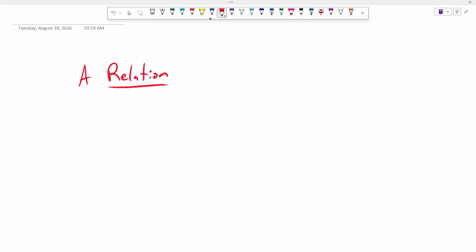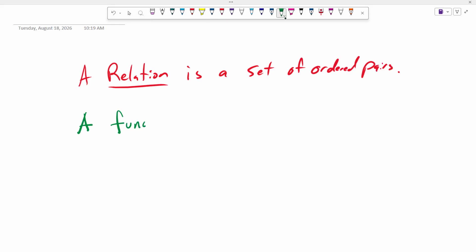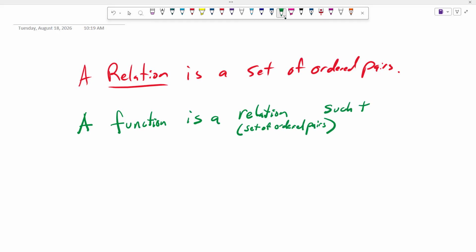Real quick, one more time. A relation is a set of word pairs. Okay, we got a new definition. A function is a relation, so it's a relation with a condition that must be fulfilled.